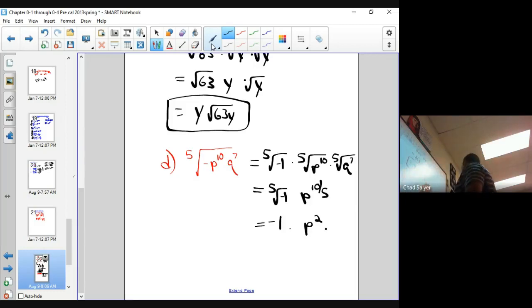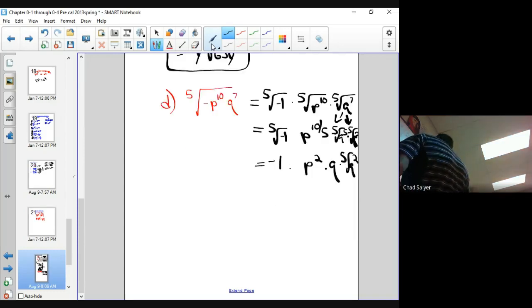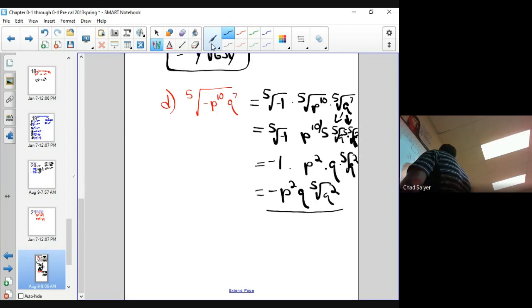And then the fifth root of q to the 7th, that's a little more complicated. So it does have a perfect power of 5. So that's the fifth root of q to the 5th times the fifth root of q squared, kind of running out of room there. So fifth root of q to the 5th, fifth root of q squared, and so that's just going to be q times the fifth root of q squared. And then, so that's negative p squared q times the fifth root of q squared, like so.